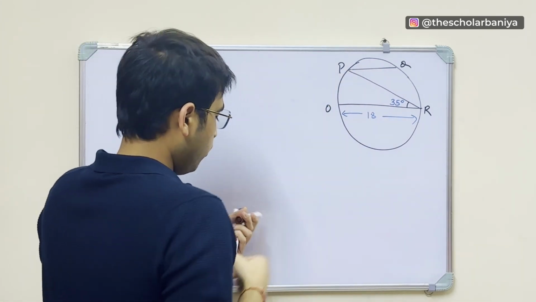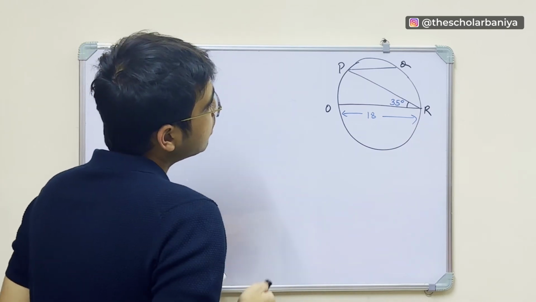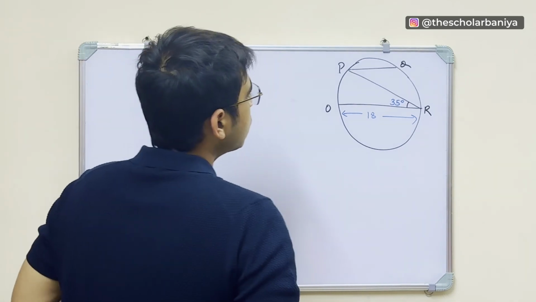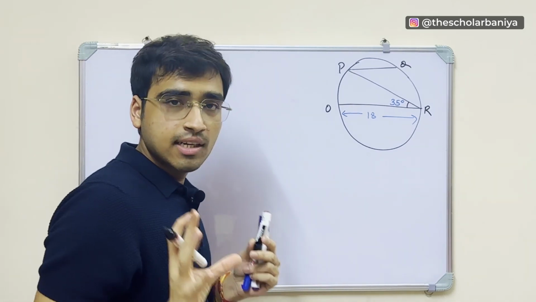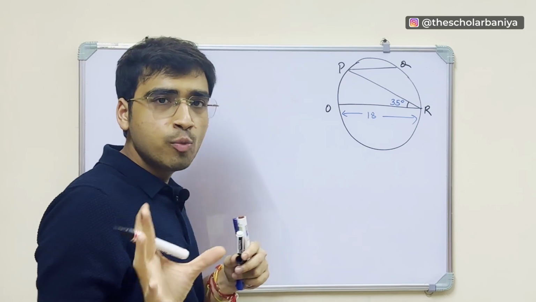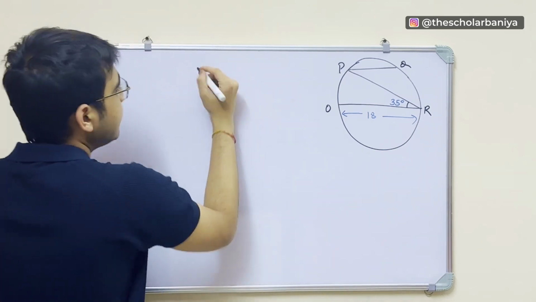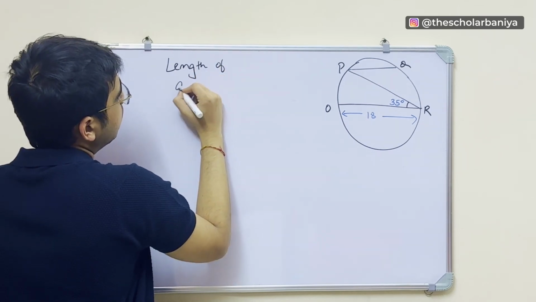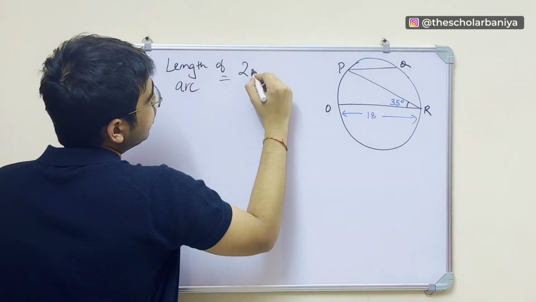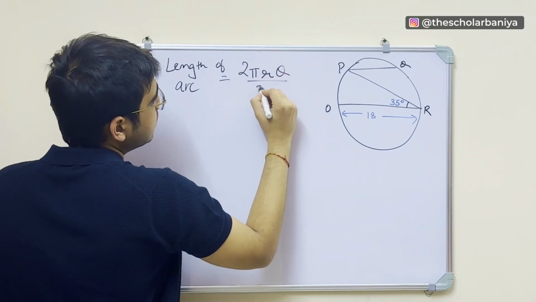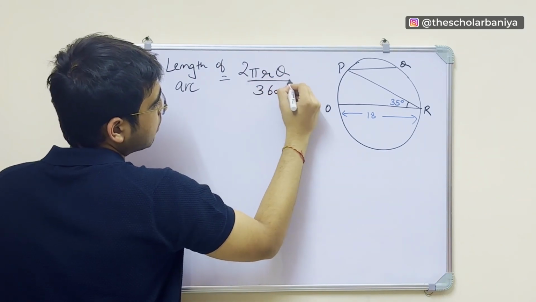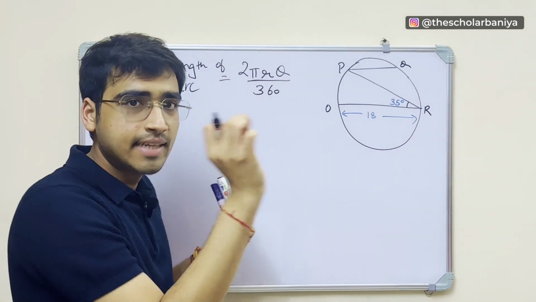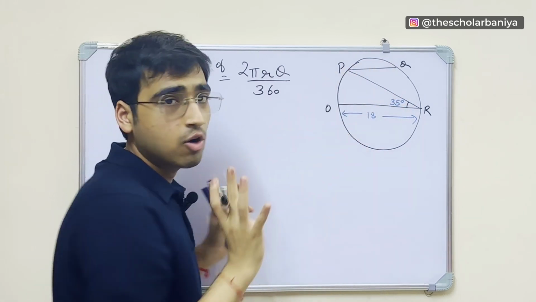Now, what we do in this question is, basically we need to find the minor arc PQ length, right? So for that, what do we need? What is the length of any kind of arc? It is 2 pi r theta upon 360, right? So the length of arc is equal to 2 pi r theta upon 360, right? And what is theta over here? Theta is the angle at the center of the circle which is made by the chord, right?